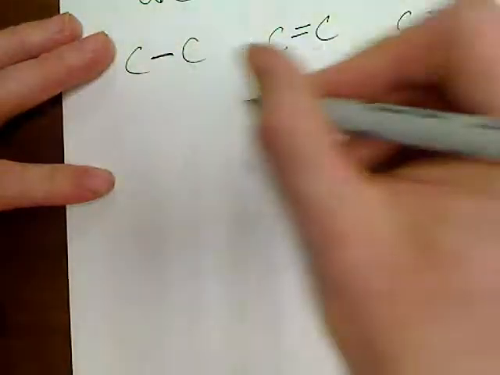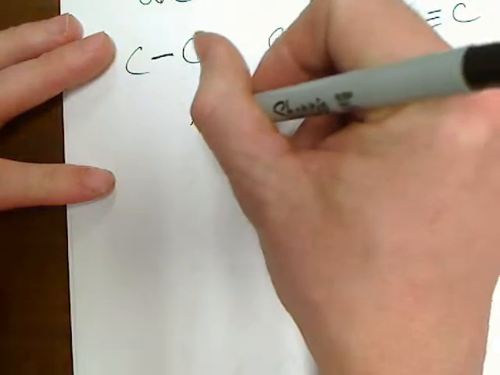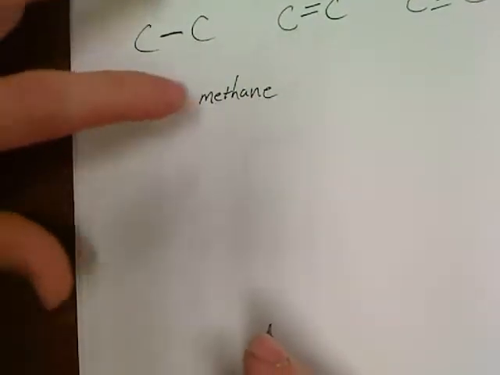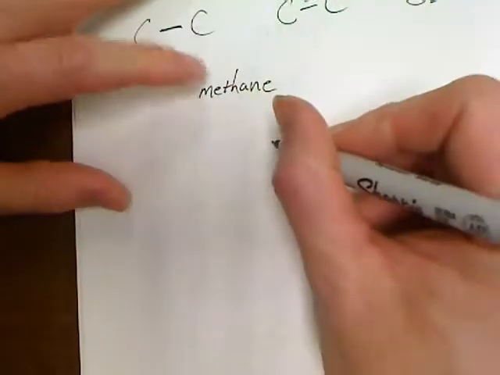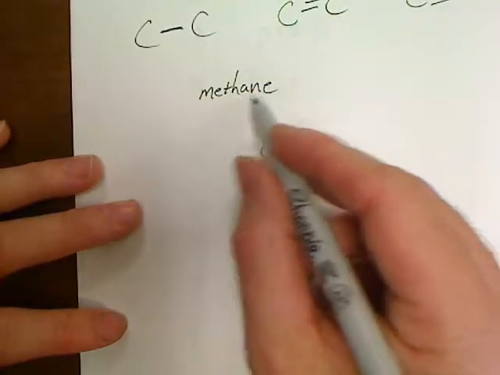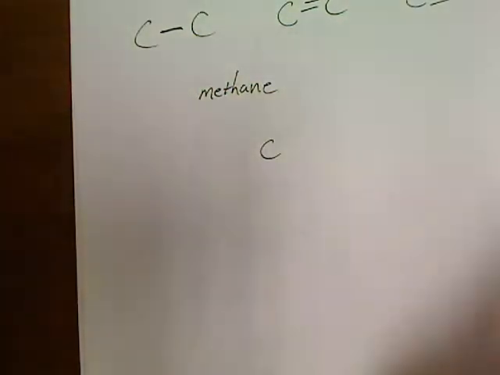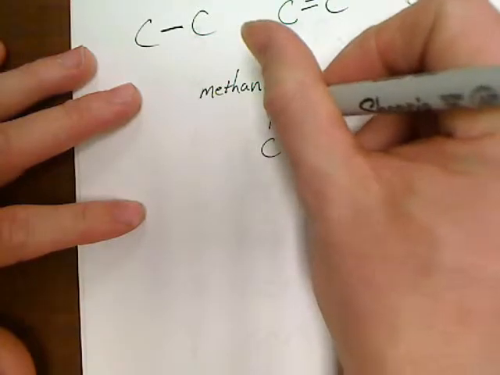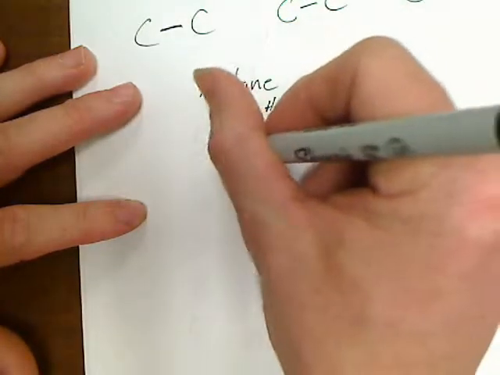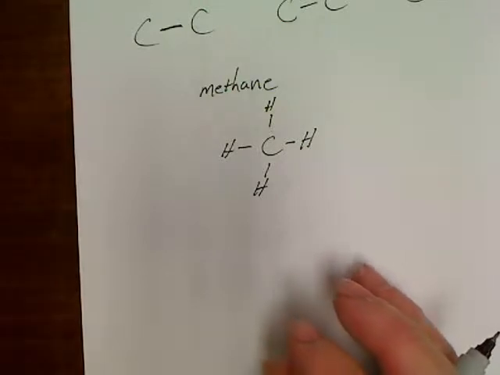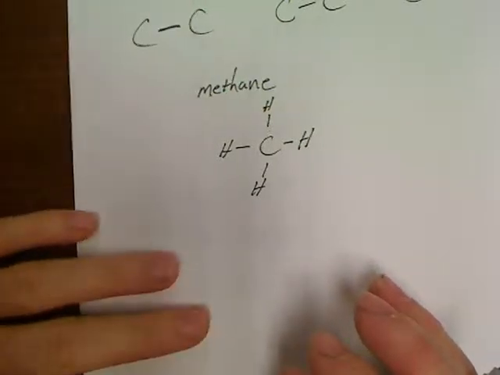Say, for example, you see the word methane. What methane is telling you is that meth means one carbon, and ane means single bonds. There's nothing else to go with this, so all we have to do is fill this in with H's. So you have just drawn a picture of methane. That's all there is to it.